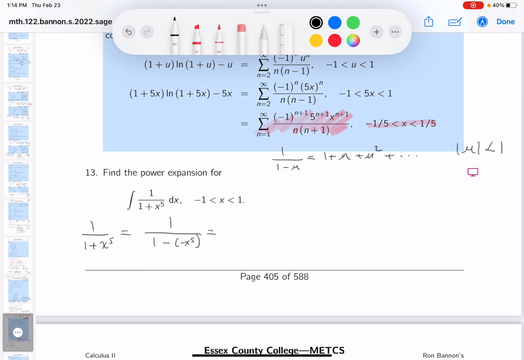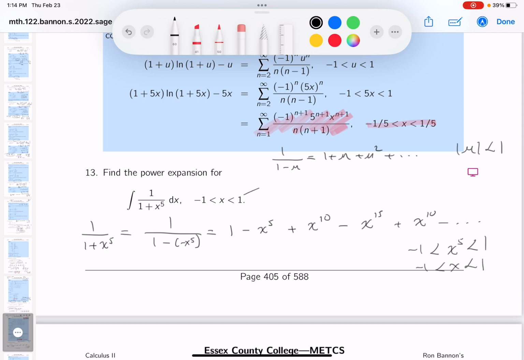What do you get over here? You would get 1, and then the u is minus x to the 5, so minus x^5. Then it's going to be plus x^10, and that's going to be minus, well, I'm going up by multiples of 5, of course, x^15, and then x^20, yada, yada, yada. What does this mean? This condition is x to the 5th power, the absolute value of it, has to be between 1 and minus 1. So I'm going to say the x here is between minus 1 and 1 for this to hold. And by the way, I see that over there.